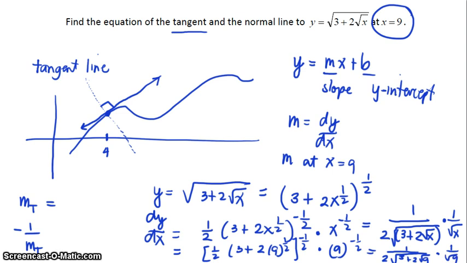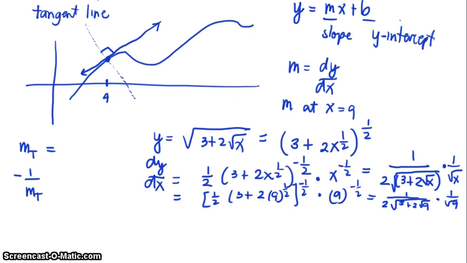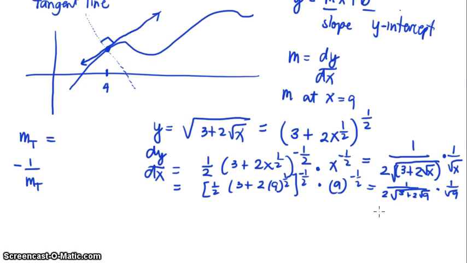Okay, and then we simplify it further. So this is 1 over 2 square root of 3 plus 2 times square root of 9. So square root of 9 is 3 times 2 is 6. So this 2 square root of 9 is just 6. Then plus 3 is 9. So this is just 9. And then times 1 over the square root of 9, which is 3.